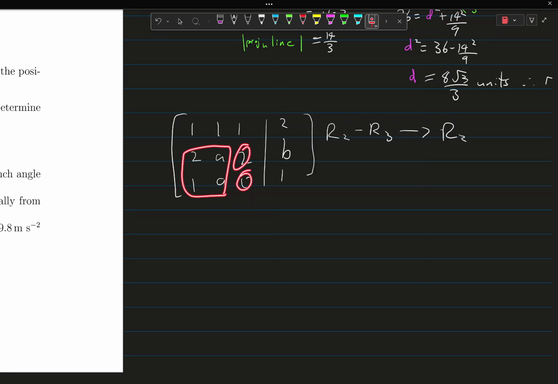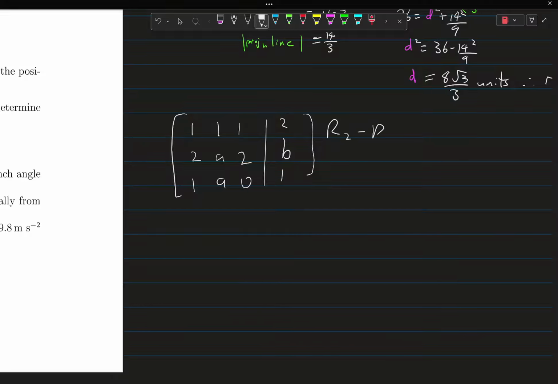Is it illegal to go R2 3? It isn't illegal, but it's just very confusing for the marker and for yourself. So if you're confident you can do it, then go for it, but personally I wouldn't.